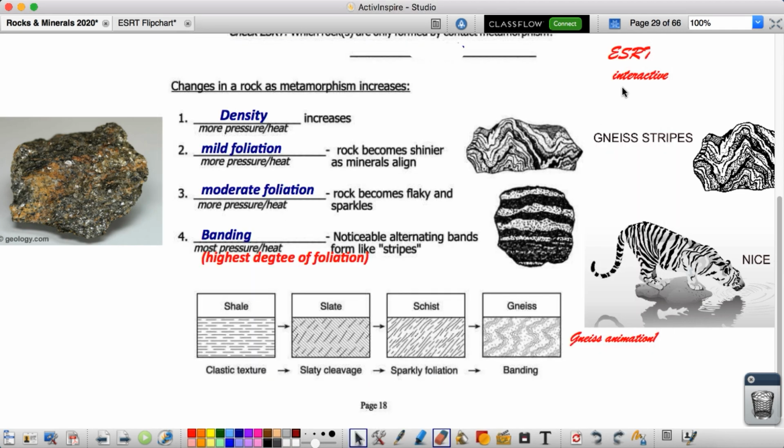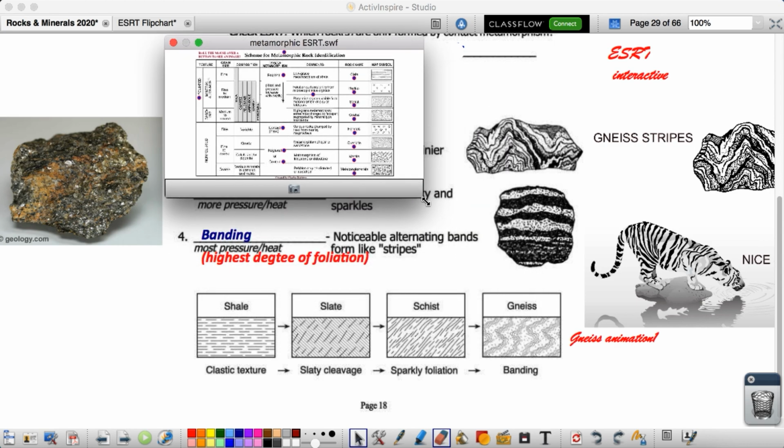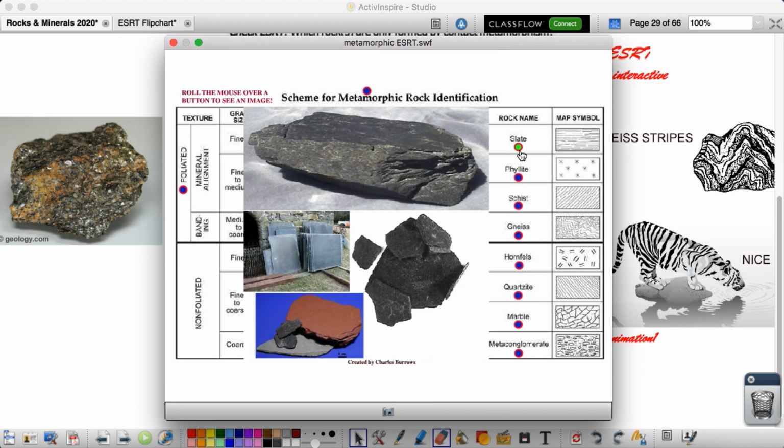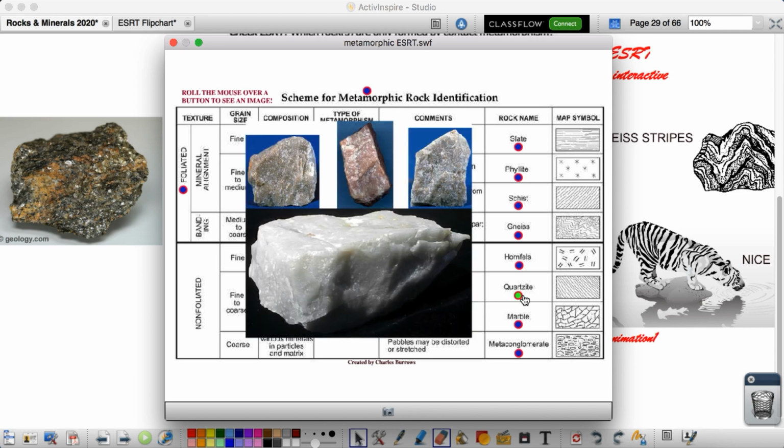Now, I do want to point out that we have foliated rocks, like the ones we just described, but we also have non-foliated rocks. The non-foliated rocks are pretty much going to be monomineralic for the most part. You're not going to get different minerals lining up because the minerals are all pretty much the same, so they're going to look pretty much the same throughout.